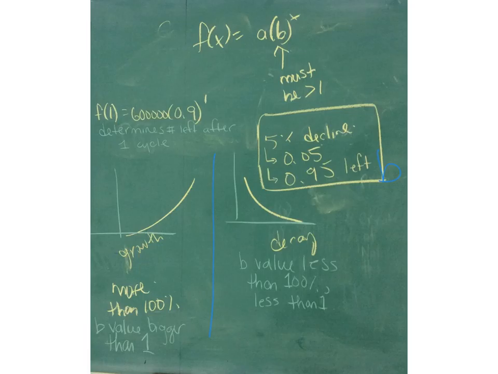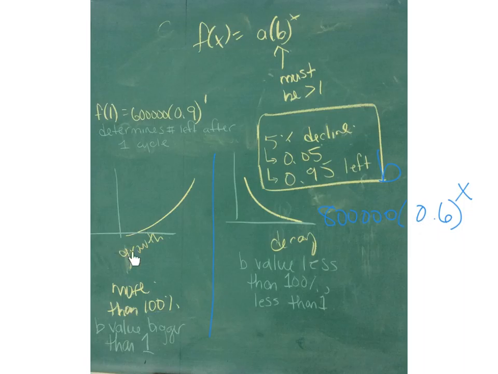Okay? So that matches up then with the things that Mackenzie and her group had decided, and that was that when you have a decay, your B value would be less than 100%. So in other words, you will have less than 1. So some examples that we saw today, the one we just looked at was 80,000 times 0.6 to the x. This was a decay because it was killing off 40%.